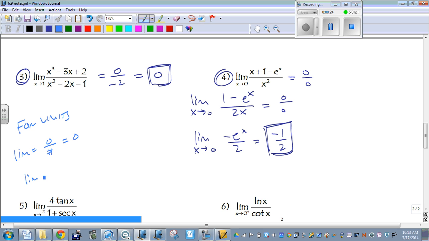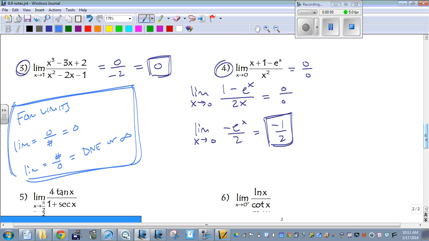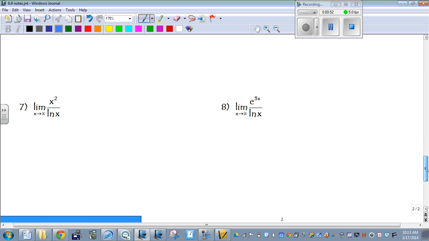But if our limit comes out to be a number over 0, what is that going to be? Undefined or does not exist. Or we could even write infinity, right? Because we have a really large number on top, bottom is approaching 0. Our overall value is getting larger and larger, so it's approaching infinity. So these are things to remember when we're doing limits. Let's go ahead and take a look at number 7.